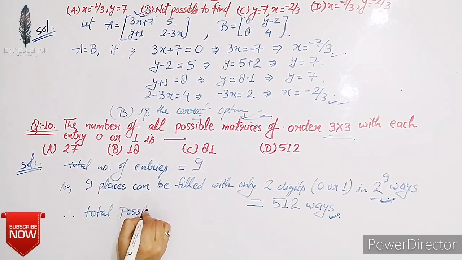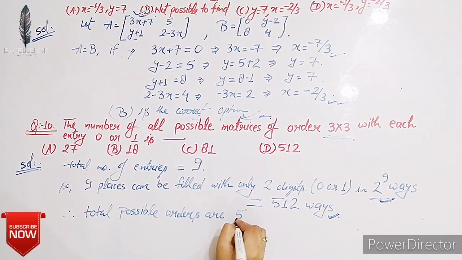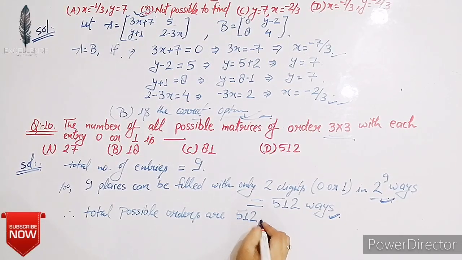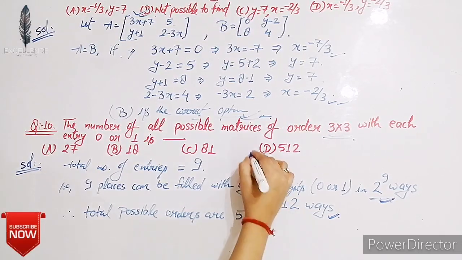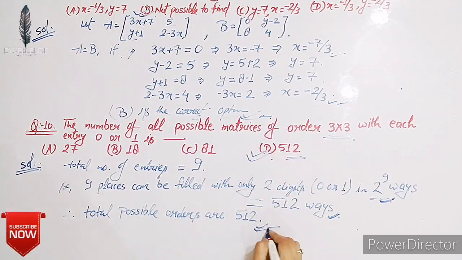So total possible orders are 512. Option D is the correct answer. Okay, clear. So exercise completed.